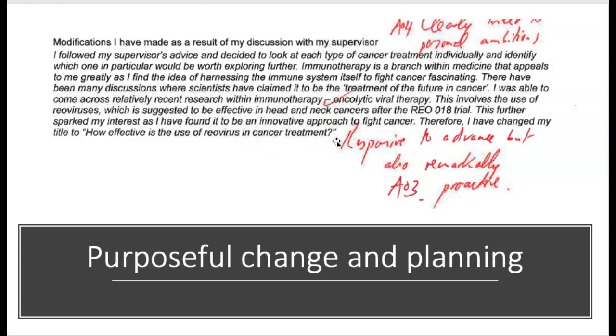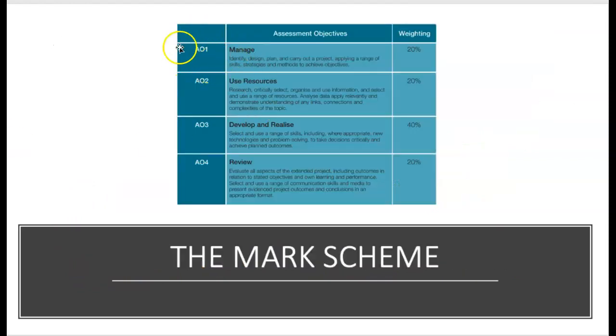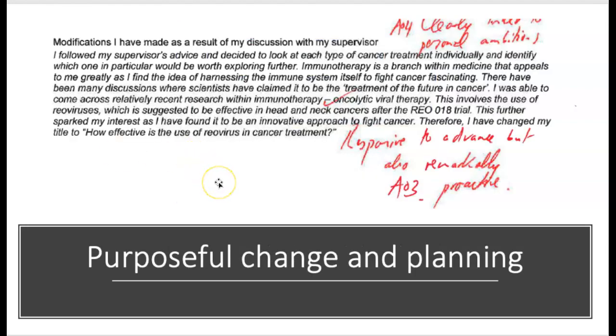It may be that she's going to change this further. But what I wanted to point out here was that this is evidence of purposeful change and planning. So in terms of the mark scheme going back, it's very much evidence of AO1 project management skills, but also AO3, which is decision making and problem solving. So this particular student here, in terms of the production log, is looking closely at the assessment objectives, and she's giving me and you, because we will mark this, evidence of her skills development.